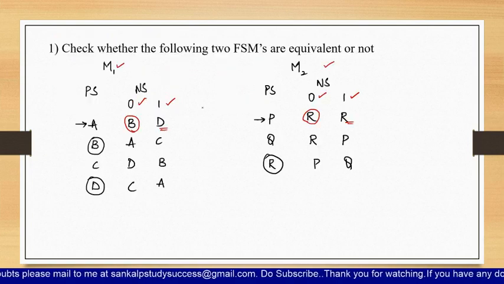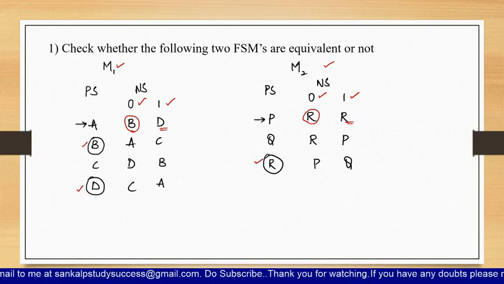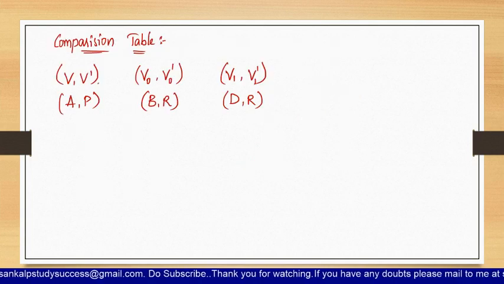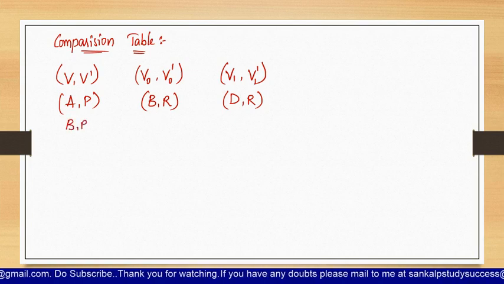BR and DR we got. B is a final state, R is a final state, so no problem. For DR, D is a final state and R is a final state, so no problem. Now how will you proceed further? You start with the initial state, and whatever transitions you get from these states, you continue. That means B comma R will be continued, then you will do D comma R.